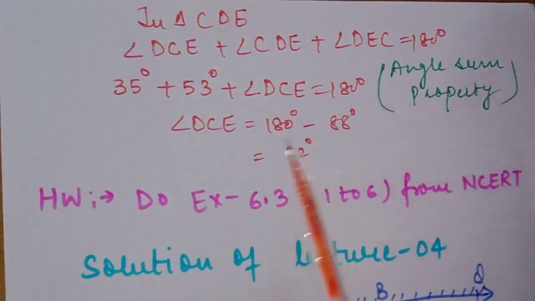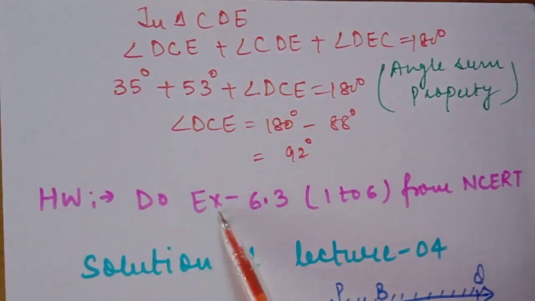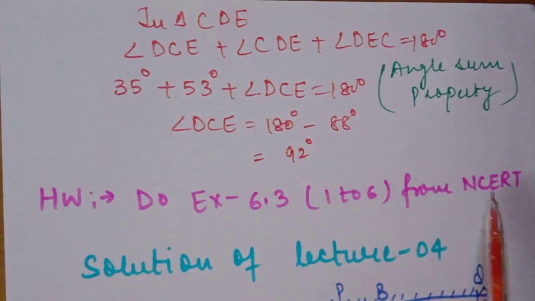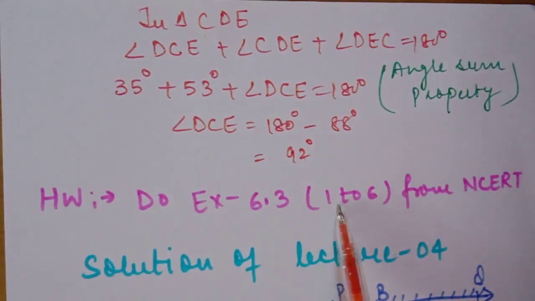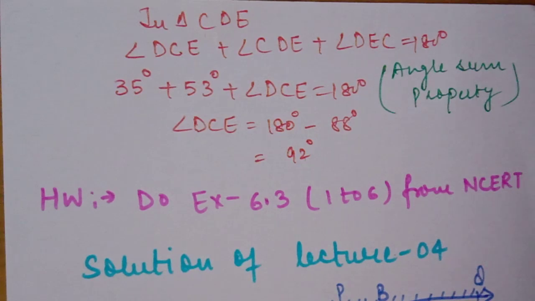So students, now what's your homework today? You have to solve exercise 6.3 question number 1 to 6 from your NCERT. Question number 1 to 3 I already solved in this lecture. You have to try question number 4th, 5th and 6th. Then you will be able to understand whether you got that concept or not. If any query, then please put it in your comment section. Then I will solve your doubts.